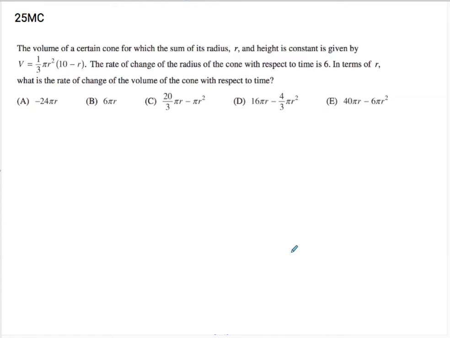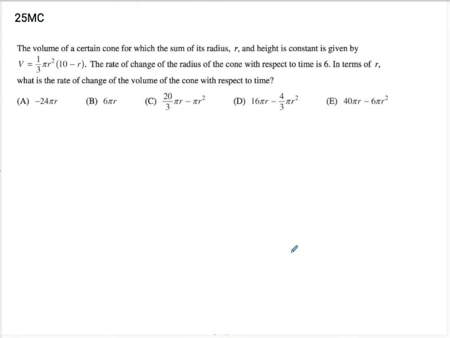25MC. The volume of a certain cone for which the sum of its radius r and height is constant is given by V equals 1/3 pi r squared times 10 minus r. The rate of change of the radius of the cone with respect to time is 6. In terms of r, what is the rate of change of the volume of the cone with respect to time?